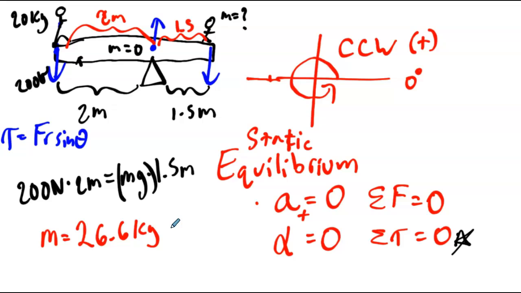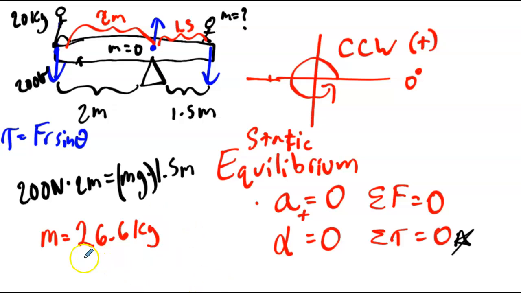What are you talking about? It's 26 point something. Yeah, but if you do 400 divided by 150, it's not 26.6. No, 15 isn't 150. Oh, sorry, it's 15. Okay, that's yeah. I'm okay.